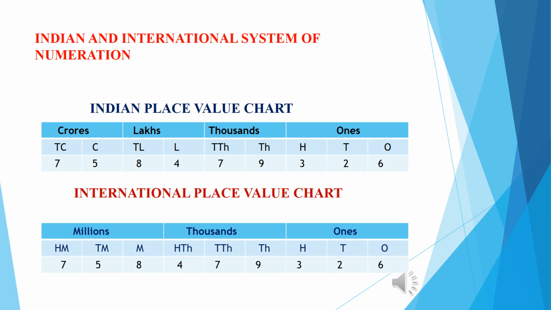Now coming to international place value chart, the international place value chart has ones period in which there are ones, tens and hundreds places, and thousands period. In thousands period, there are 1,000, 10,000 and 100,000 places, whereas in Indian system we have only 1,000 and 10,000 places. After thousands period comes millions period. In millions period, we have millions, 10 millions and 100 millions. I hope you all recall Indian and international system of numeration.